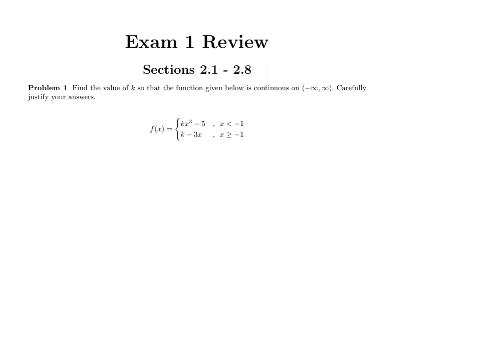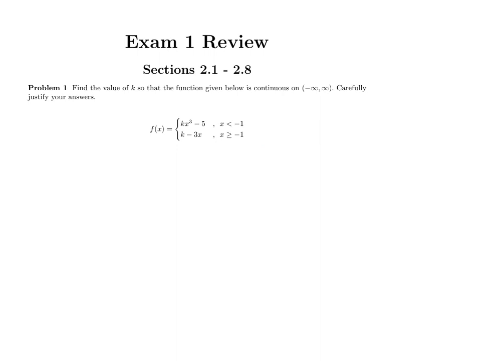For problem 1, we want to find the value of k so that the function f of x is continuous on the entire real line. The only x value we need to concern ourselves with is -1. That's where this change happens in the function. So for this function to be continuous, it's enough to make sure that the limit as we approach -1 exists.